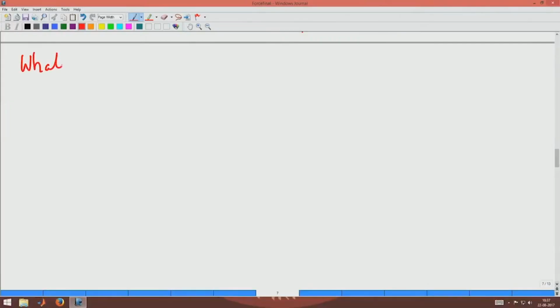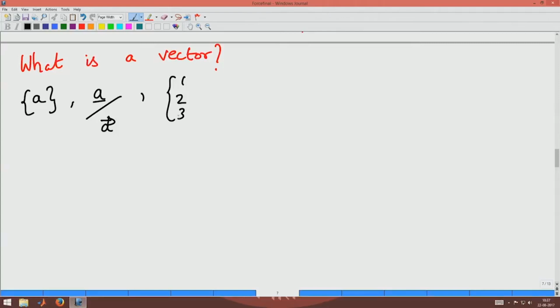We are going to look at what a vector is. A vector, okay. Is this a vector or is this a vector, or some of you would have been using a notation with the arrow on top. Is this a vector or is this a vector? Is this a vector or is this a vector? Which of these is a vector? I have given 5 choices. Which of these 5 choices is a vector?